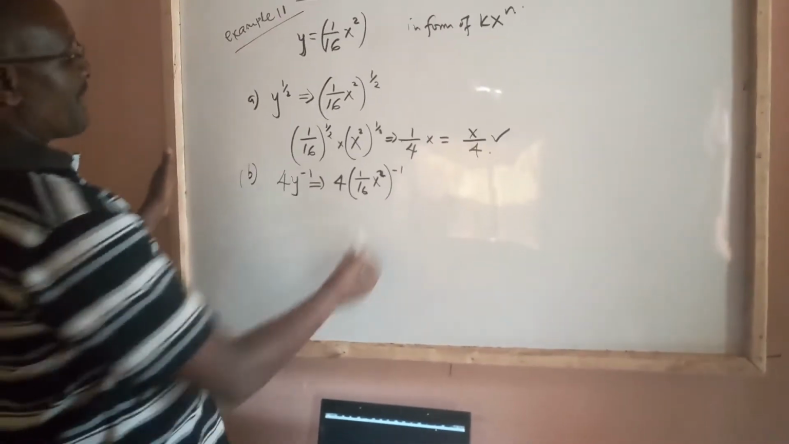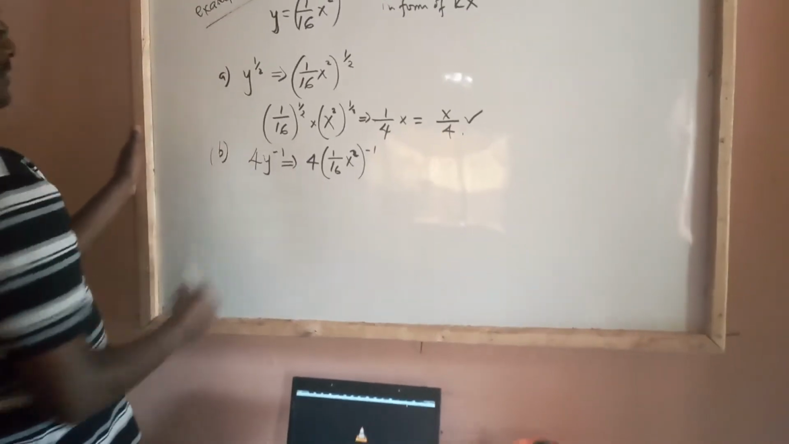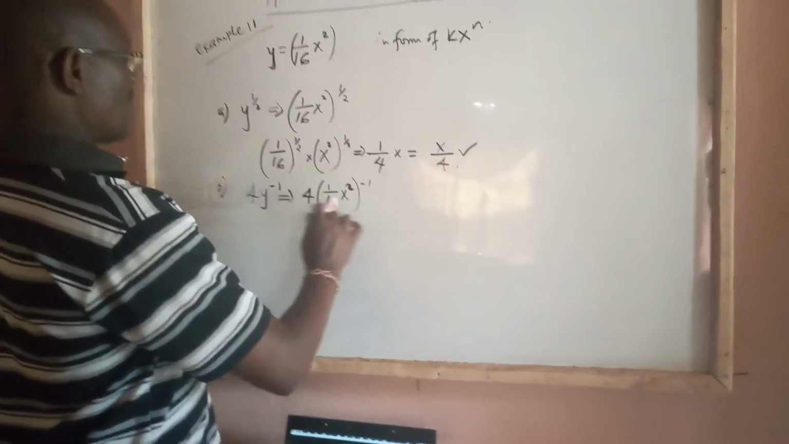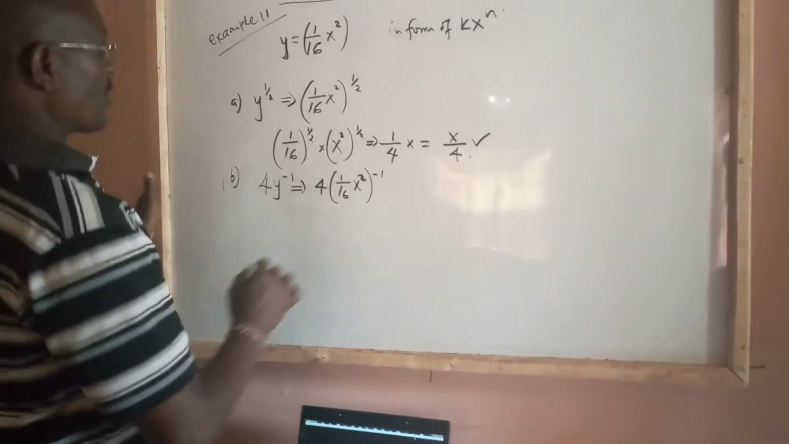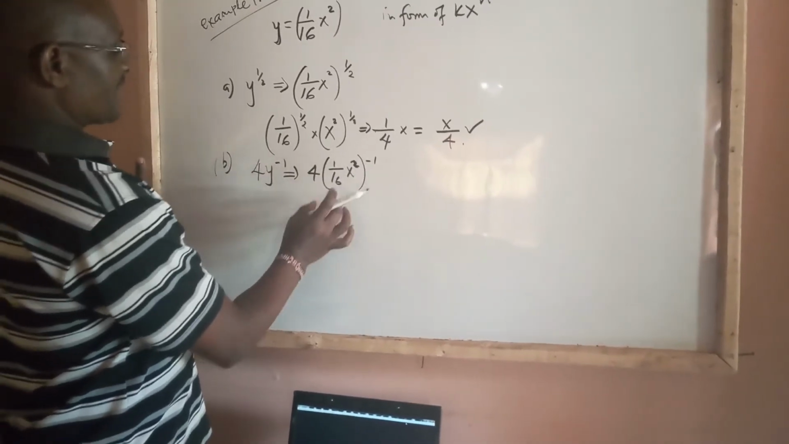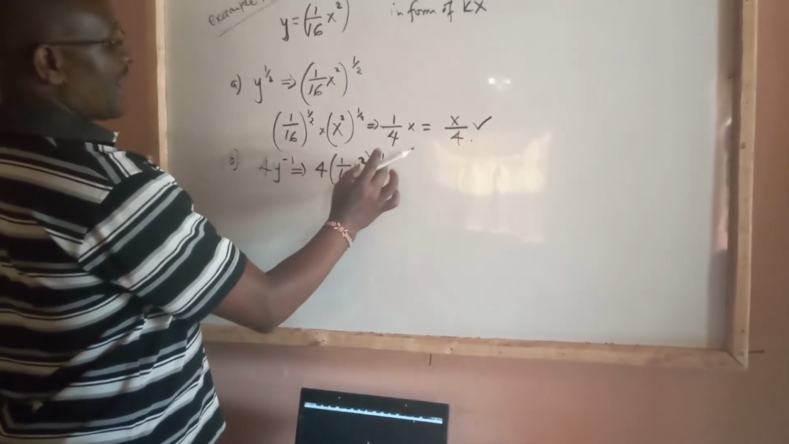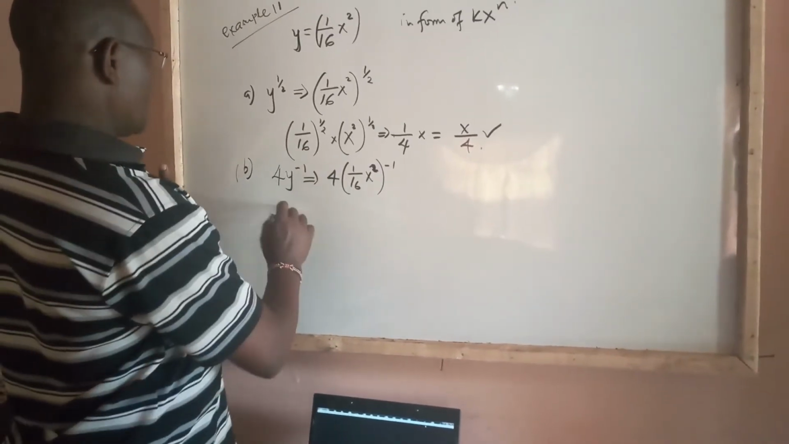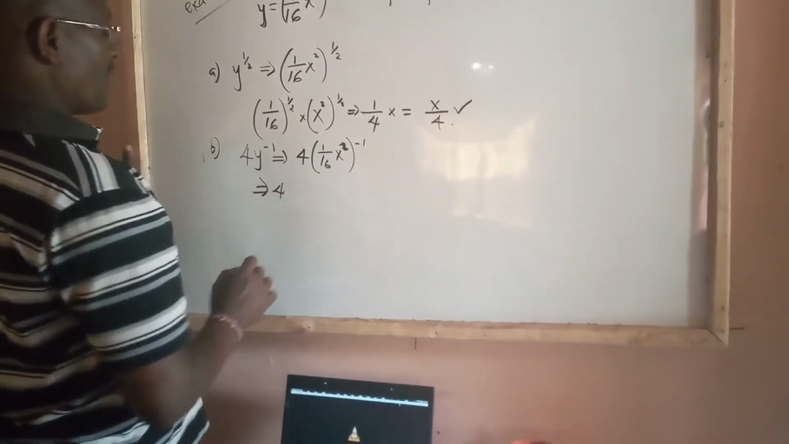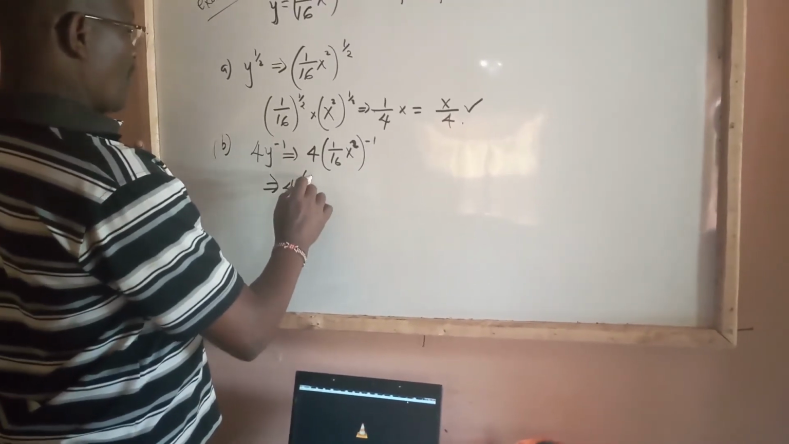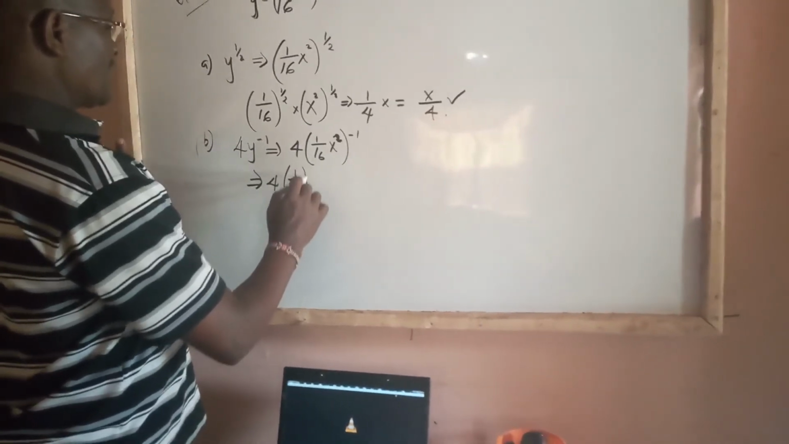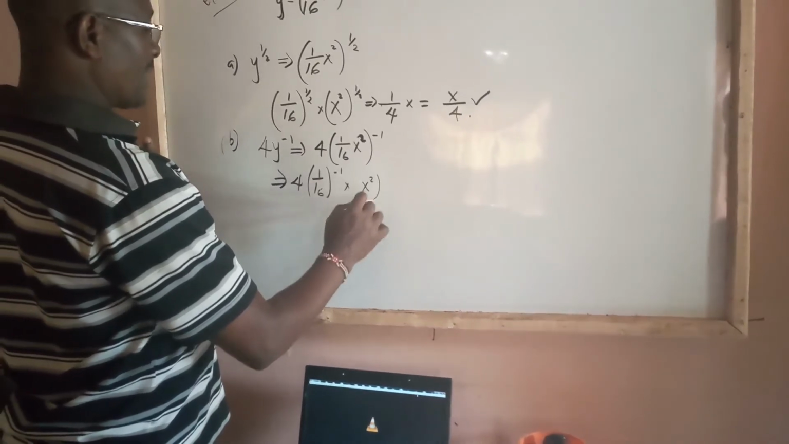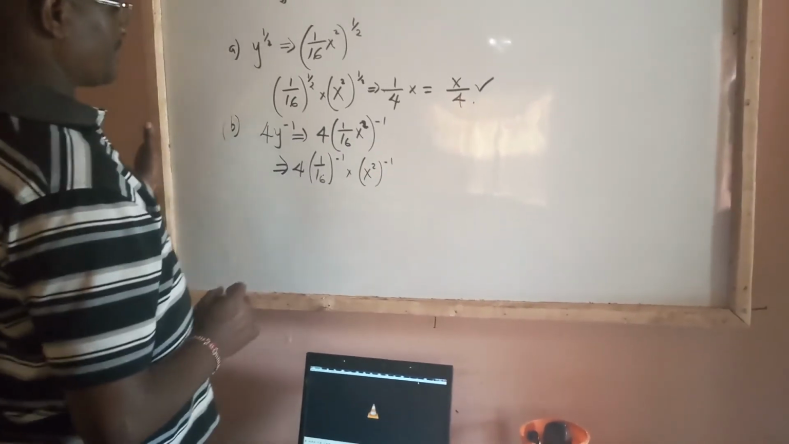4 is not affected by the power. You can already see the power is only affecting the x, or rather the y. So if we want to open this, we are going to have the negative 1 affecting the number part, and again it should be affecting the algebraic part, meaning that we have 4 multiplied by 1 over 16 raised to power negative 1 multiplied by x squared raised to power negative 1.